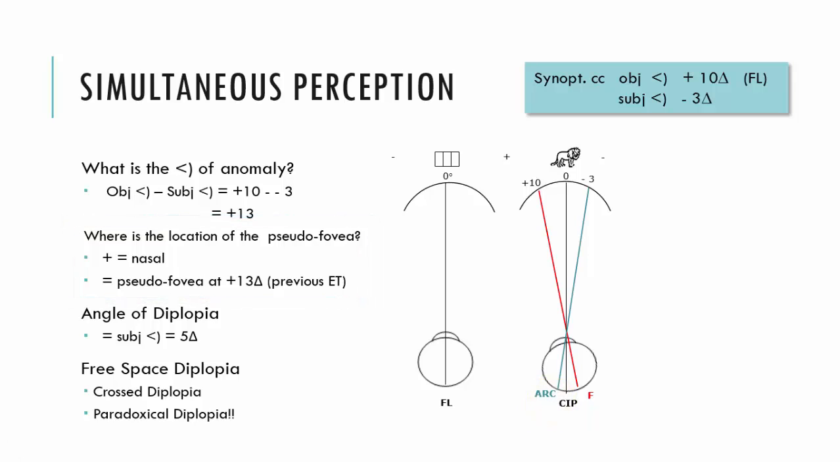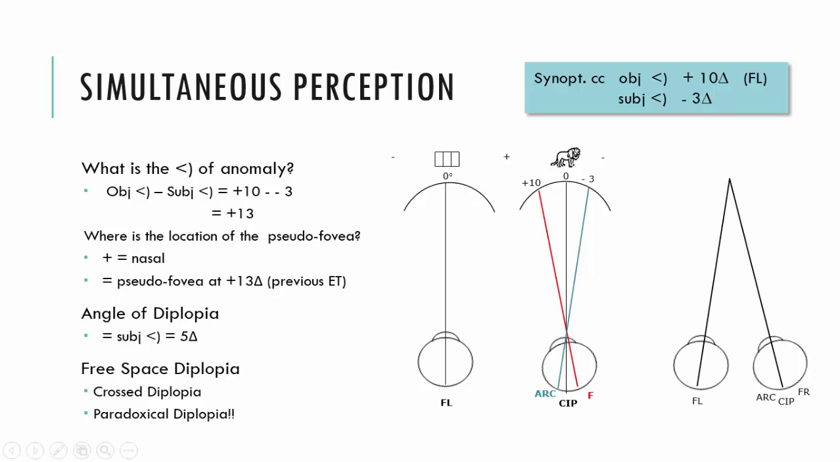Let's translate this now to a free space diagram. So here we have the patient and the CIP is sitting between the fovea of the right eye and the ARC point, just as we see here on the Synoptophore diagram. So in order to work out the diplopia, we now need to consider where it is in relation to the pseudofovea. It is temporal to the pseudofovea.